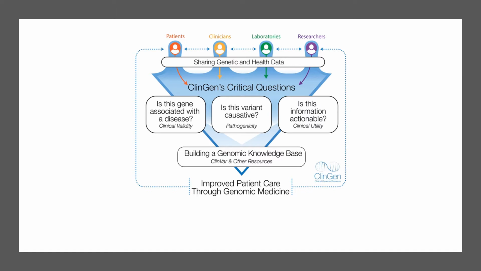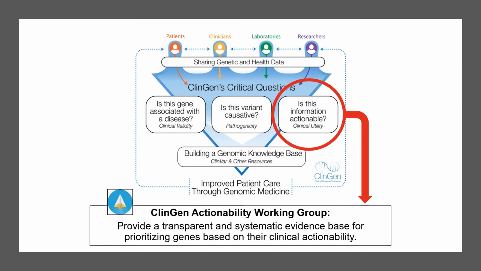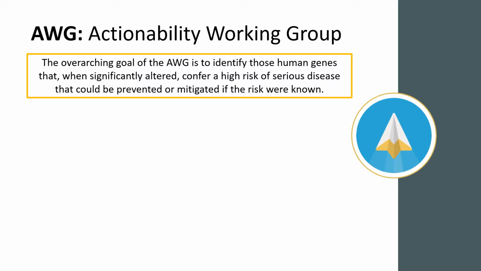Here's an illustration of ClinGen and the three overarching questions that ClinGen aims to address. For actionability, we're focused on this third question: is this genetic information actionable? And the overarching goal of the AWG is to find human genes that, when someone carries a pathogenic variant that's known to be associated with a serious health outcome, what interventions are available that can prevent or mitigate those future health outcomes now that the person knows that they carry this genetic variant?